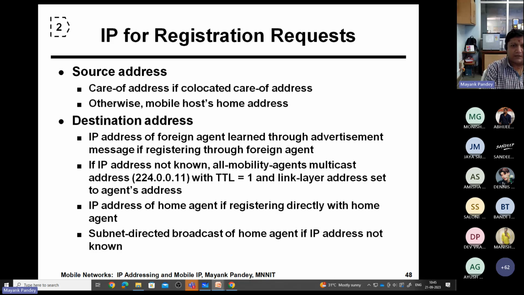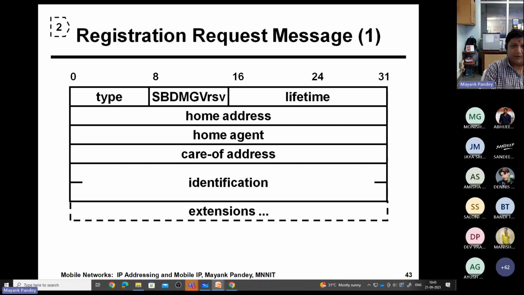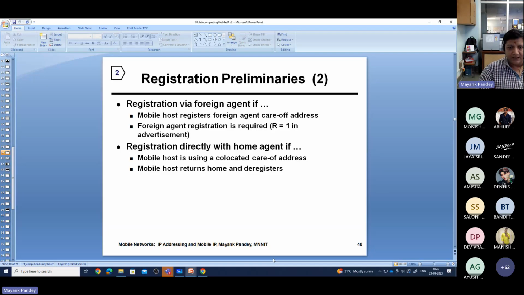Don't worry about the details regarding these bit fields and other things, because there are advanced concepts of mobile IP, which we'll be seeing after midsem. Right now, the important point is registration. How is the registration done?